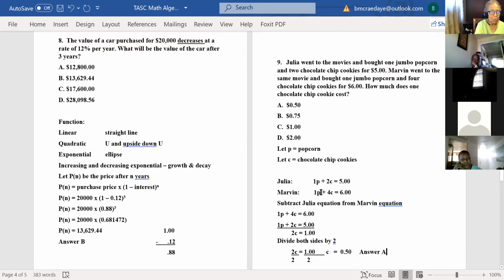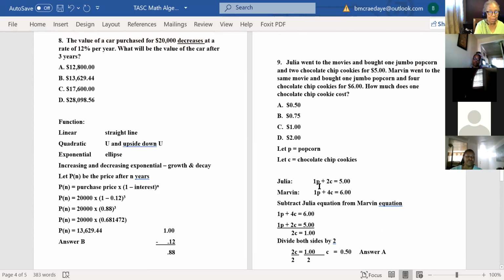But excellent, you knew how to set them up. That's good. You knew how to translate the English here to the math. You said 1 popcorn, 2 chocolate chips, 4 $5. That means that's equal to 5. So a 4 is also equal.